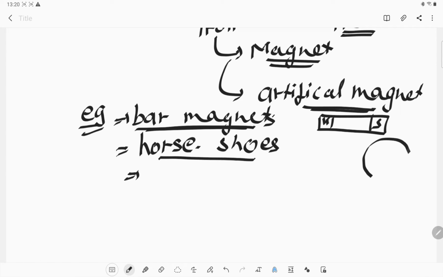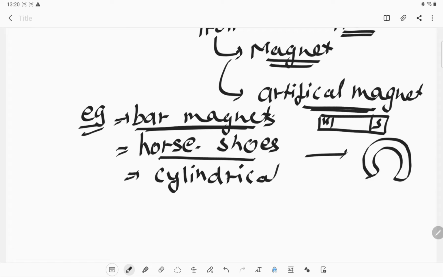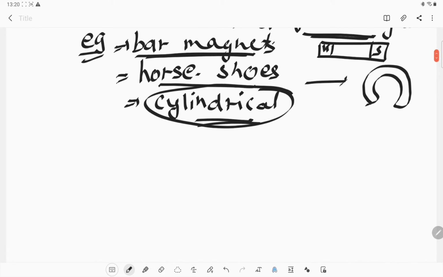A horseshoe magnet has a horseshoe kind of structure, that's why we call it a horseshoe magnet. Or we can say the other is the cylindrical magnet, and so on. We have a lot of magnets, and the name given to a magnet depends on its shape.